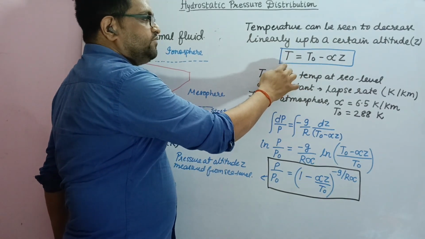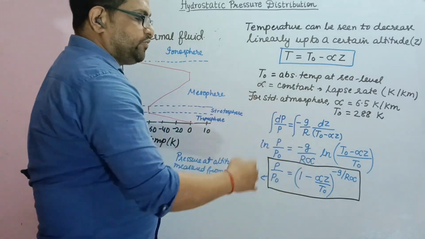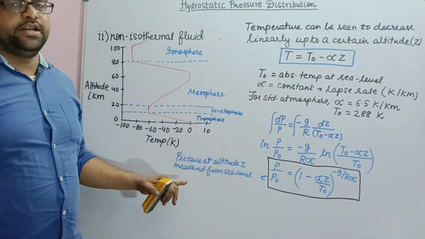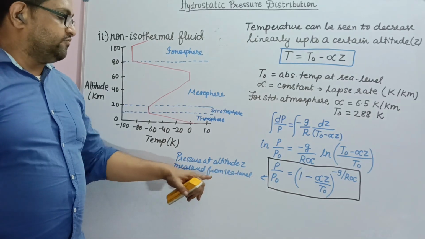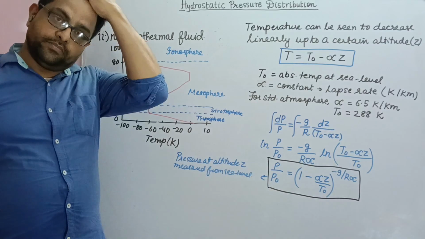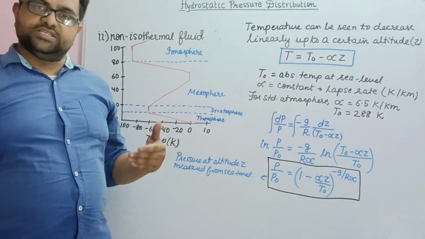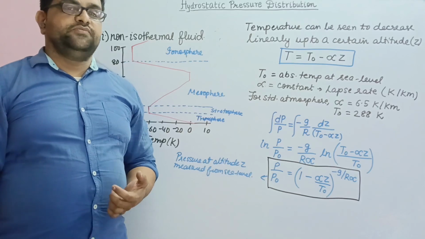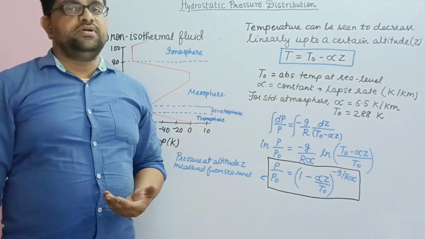We will use this equation for T and find out the equation for P upon P naught, where P naught is the pressure at altitude Z measured from sea level. So this is how the pressure is measured for two different conditions: for the isothermal condition and for the non-isothermal condition. Next, we will see a new topic in our next lecture.